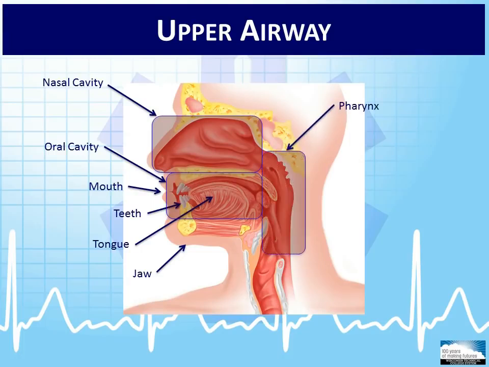The pharynx is divided into three separate areas. The nasal pharynx is located posterior to the nasal cavity. The oral pharynx is posterior to the oral cavity. Inferior to the oral pharynx is the laryngeal pharynx, which connects the airway to the larynx and the esophagus.